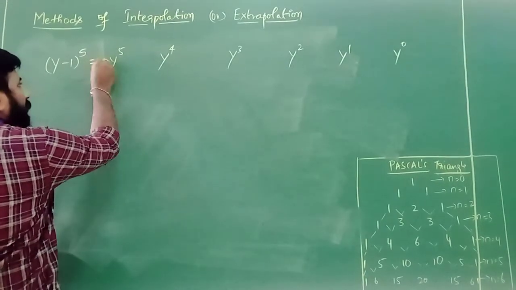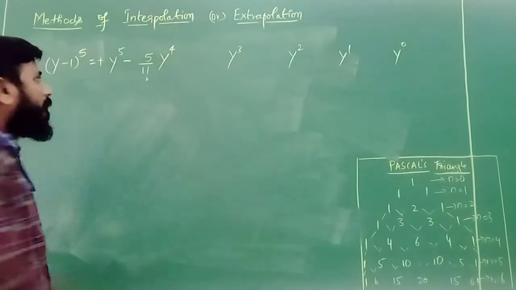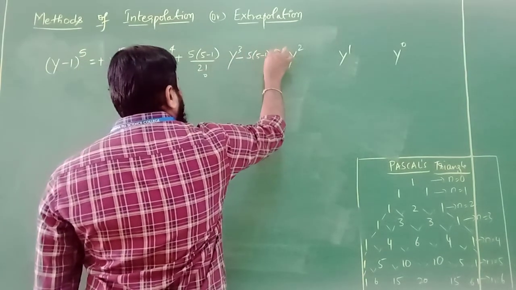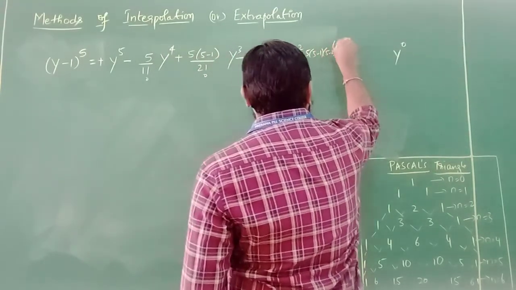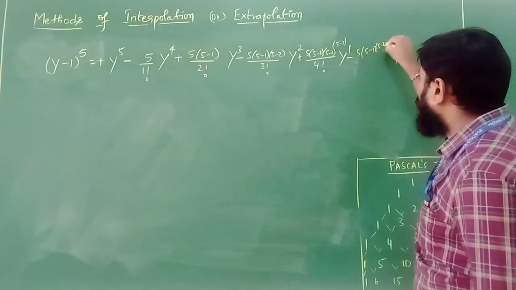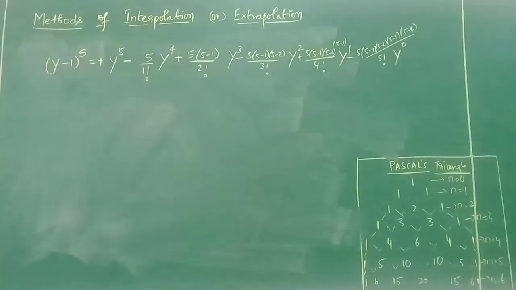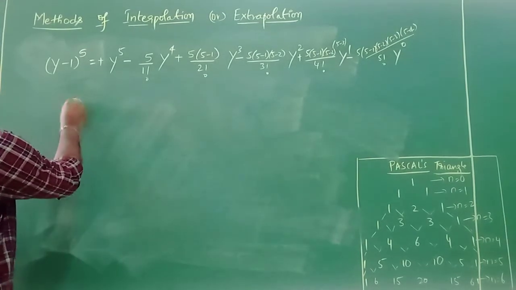After writing this, here plus, minus, and 5 is there. 5 by 1 factorial, plus 5 into (5 minus 1) by 2 factorial, minus 5 into (5 minus 1) into (5 minus 2) by 3 factorial, plus 5 into (5 minus 1)(5 minus 2)(5 minus 3) by 4 factorial, minus 5 into (5 minus 1)(5 minus 2)(5 minus 3)(5 minus 4) by 5 factorial. You got it? So this way the expansion can be written. Are you guys clear?